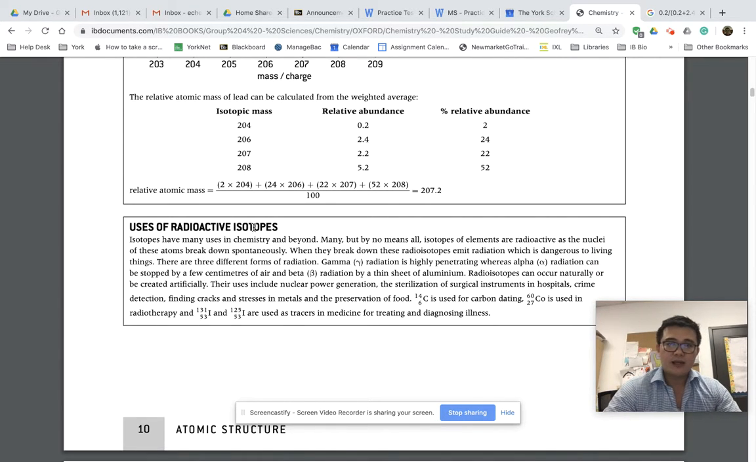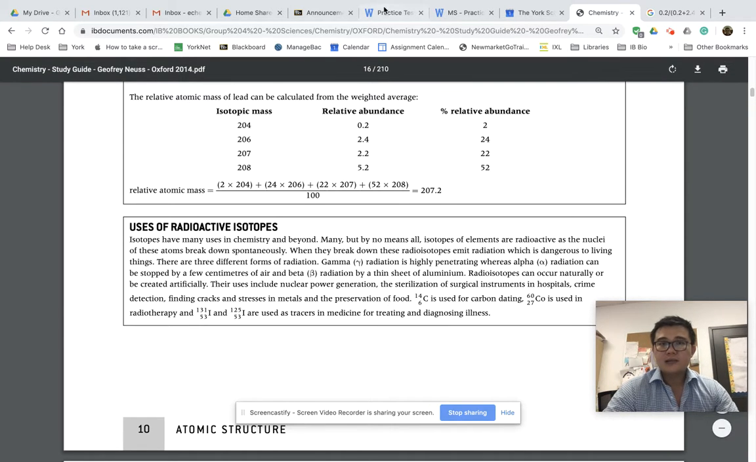Here are some uses of radioisotopes. Keep that in mind, what they are. That's about it. Now let's look at the practice test.